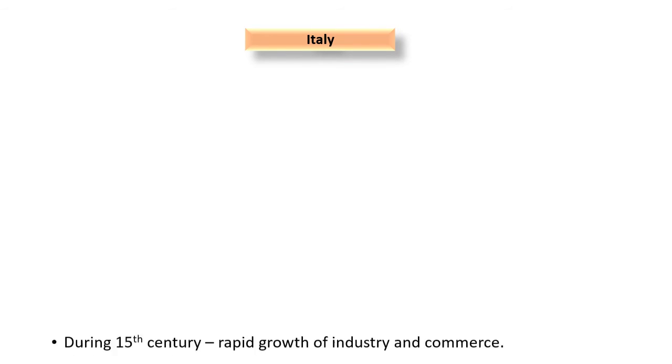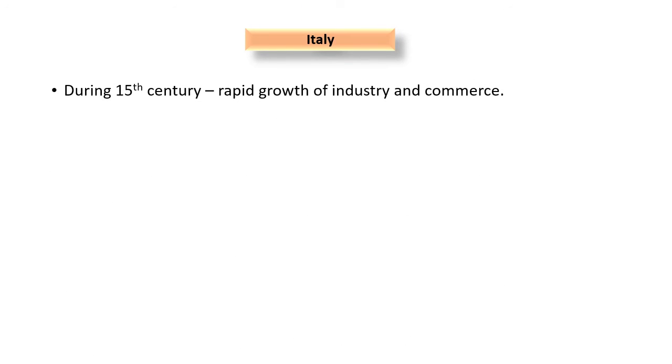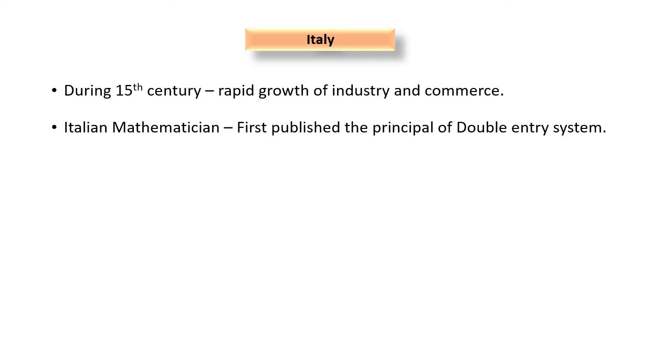Afterwards, in Italy also, there were references to auditing during the 15th century, when rapid growth of industry and commerce emerged. The Italian mathematician first published the principle of the double entry system to record not only cash transactions but also non-cash transactions. So the work of the auditor increased considerably, as not only cash transactions had to be recorded or examined, but also non-cash transactions.